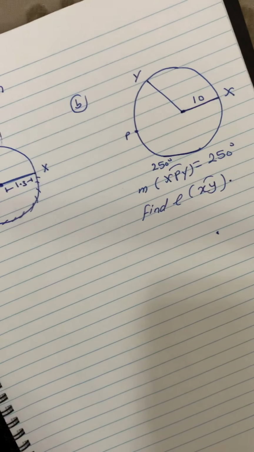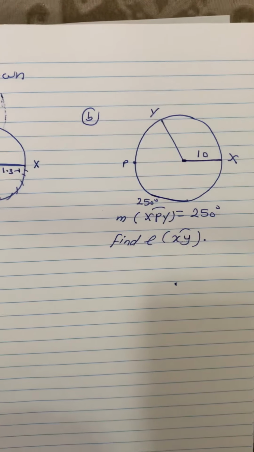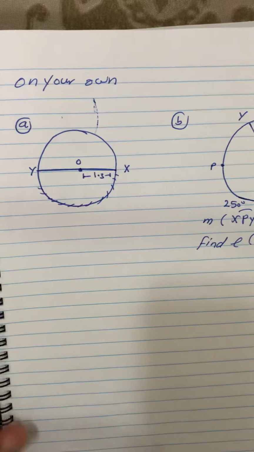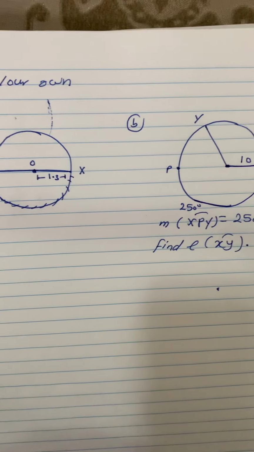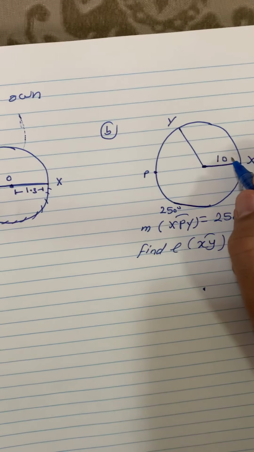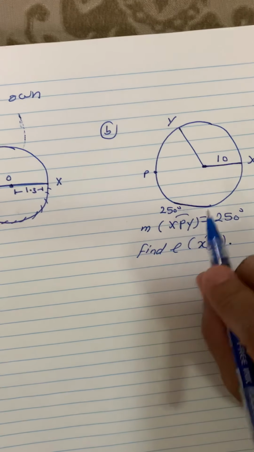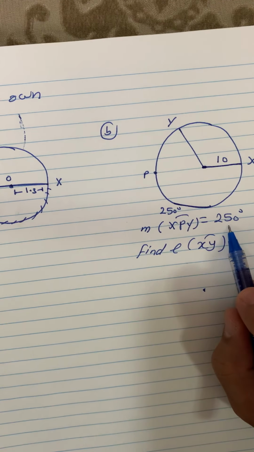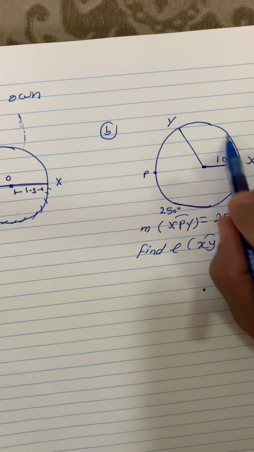I'm waiting for your solution on the WhatsApp group. This question and this one. Here find the length of the semicircle of radius 1.3, and here the radius is 10. And this arc, the major arc, measures 250. Find the length of the minor arc.